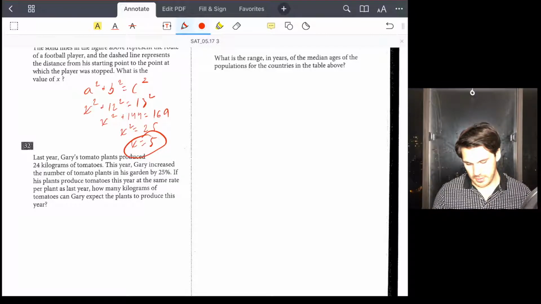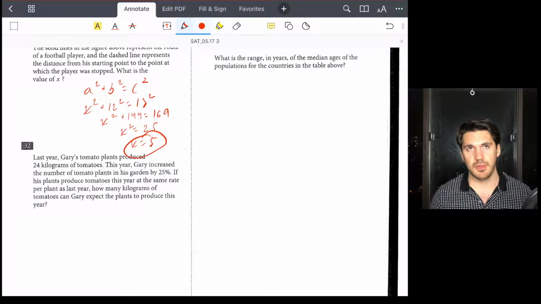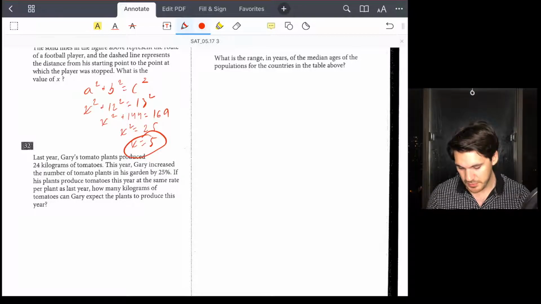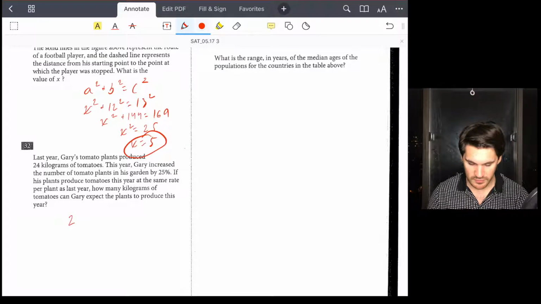So Gary likes to plant tomatoes. Very healthy vegetable, or I guess biological fruit. This year he increases tomato plants by 25%. His plants produce the same tomatoes at the same rate. So how many kilos can he expect them to produce this year? So if it increased by 25%, all we got to do is take 24, multiply by 1.25, and then this is going to get us 30.